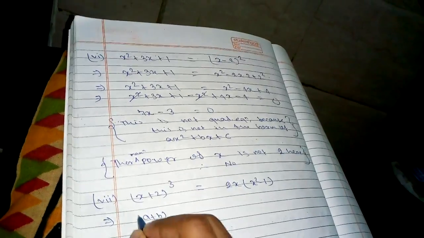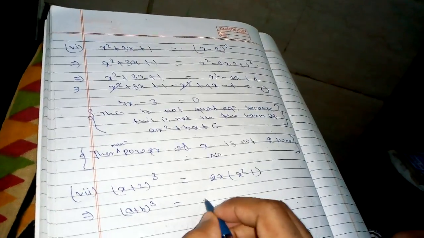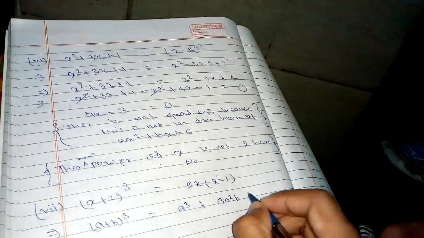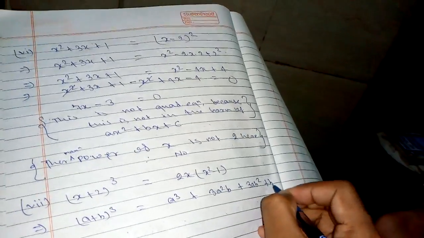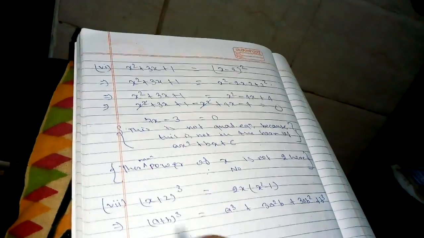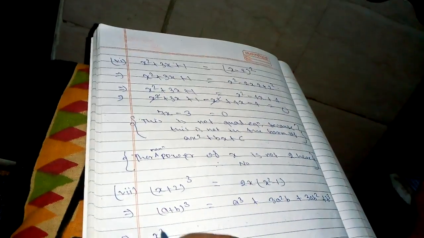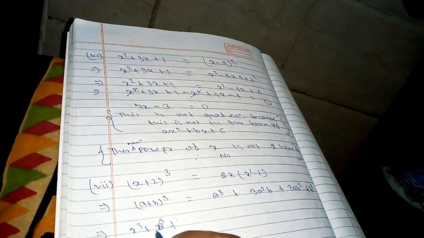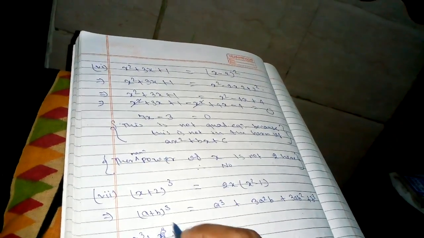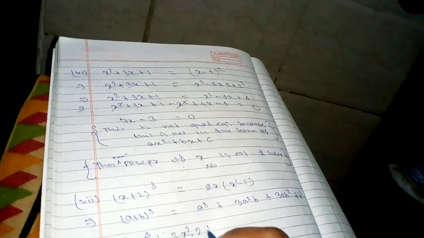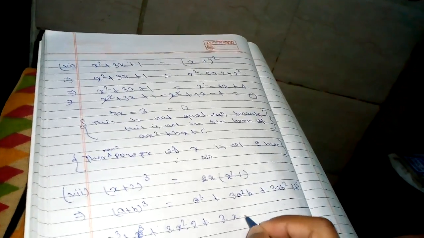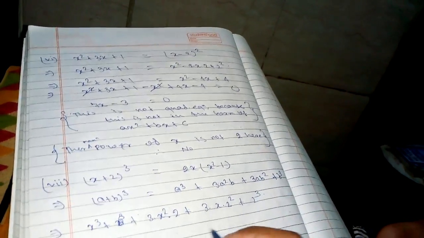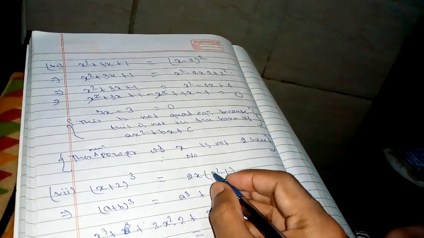First we need to write it down so that we can understand easily. (a + b) whole cube is a cube plus 3a square b plus 3ab square plus b cube. Applying in the left hand side, we will get the resultant a cube plus 3a square b plus 3ab square plus b cube, here it is 2b cube, and in the right hand side multiply 2x with x square.